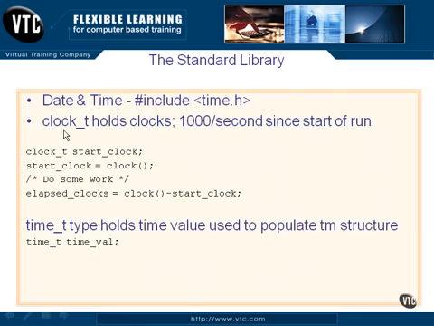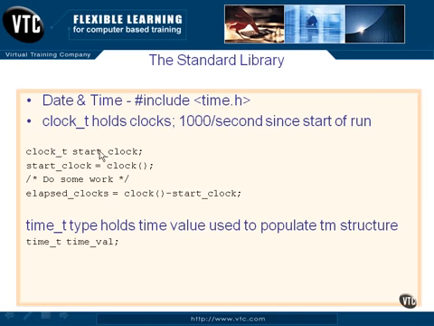Now there's also two different types defined by time.h. The clock_t type is usually an unsigned long, but it is a variable large enough to hold a number of clock cycles since the start of the program run. There's 1,000 cycles per second, at least in my system, and that will be implementation dependent, and it will be defined in time.h.